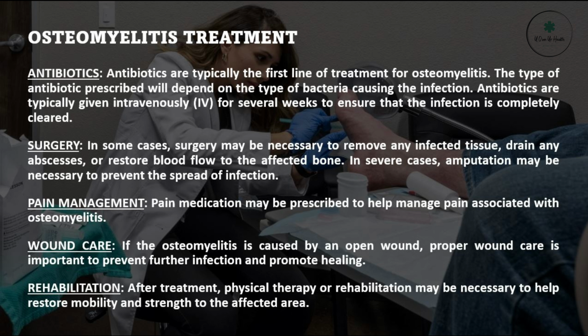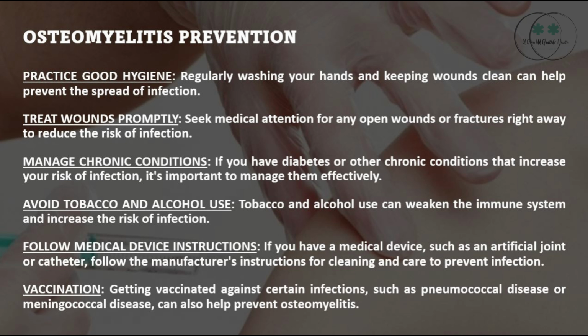the affected area. Osteomyelitis prevention. Preventing osteomyelitis involves taking steps to reduce your risk of infection. Here are some ways to prevent osteomyelitis. Practice good hygiene. Regularly washing your hands and keeping wounds clean can help prevent the spread of infection. Treat wounds promptly. Seek medical attention for any open wounds or fractures right away to reduce the risk of infection.